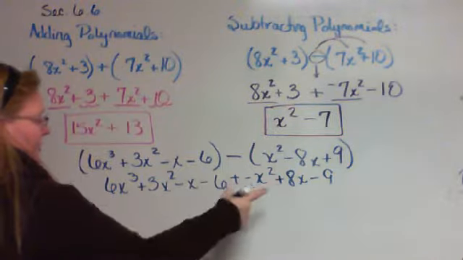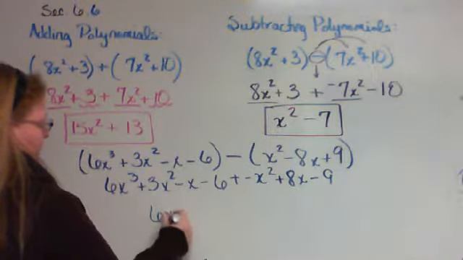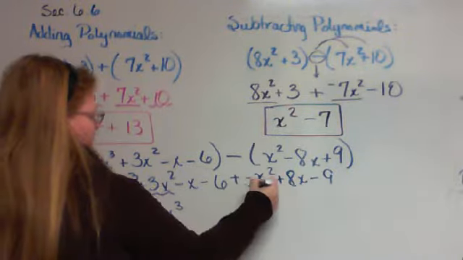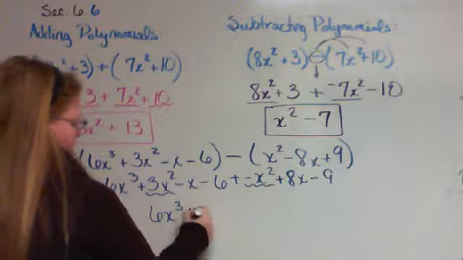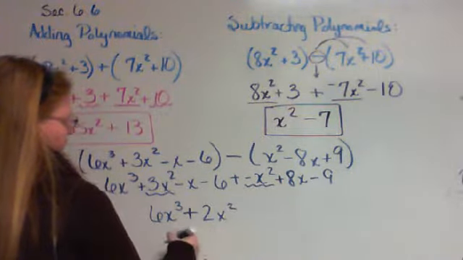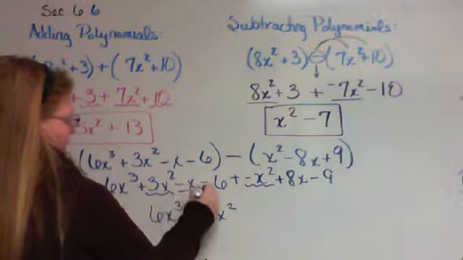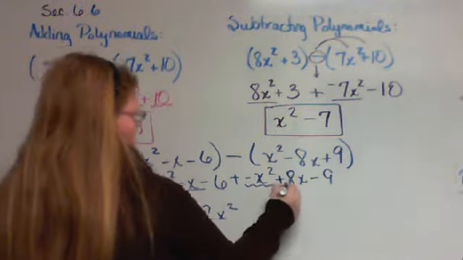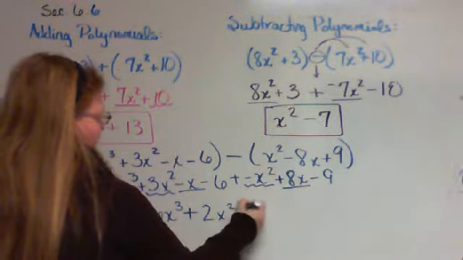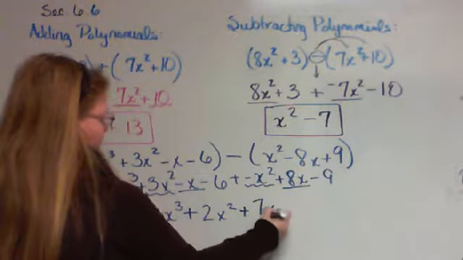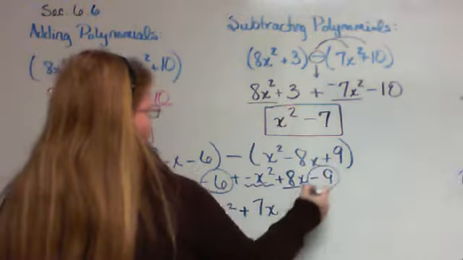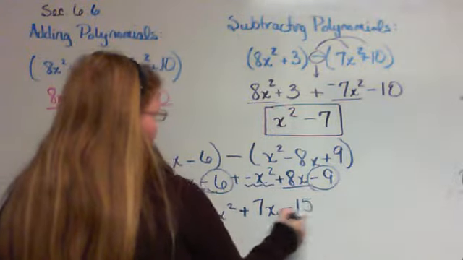6x cubed, well, there are no other x cubed, so that one has to stay by itself. And then 3x squared minus 1x squared leaves me with a positive 2x squared. A negative x and a positive 8x leaves me with a plus 7x. And then a negative 6 and a negative 9 is a negative 15.